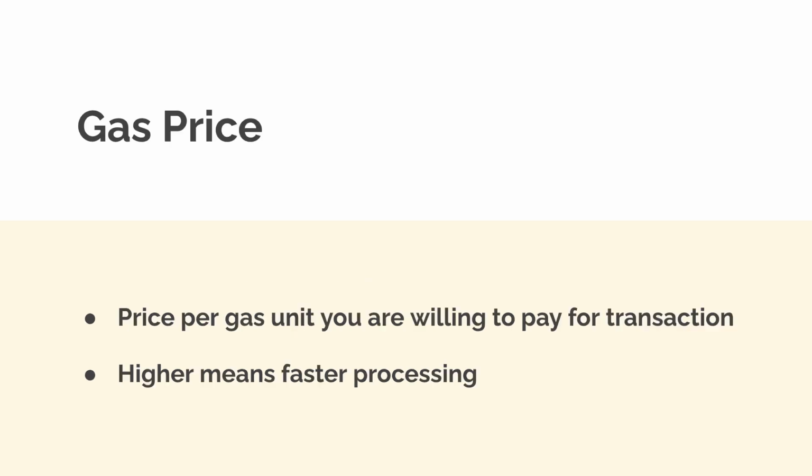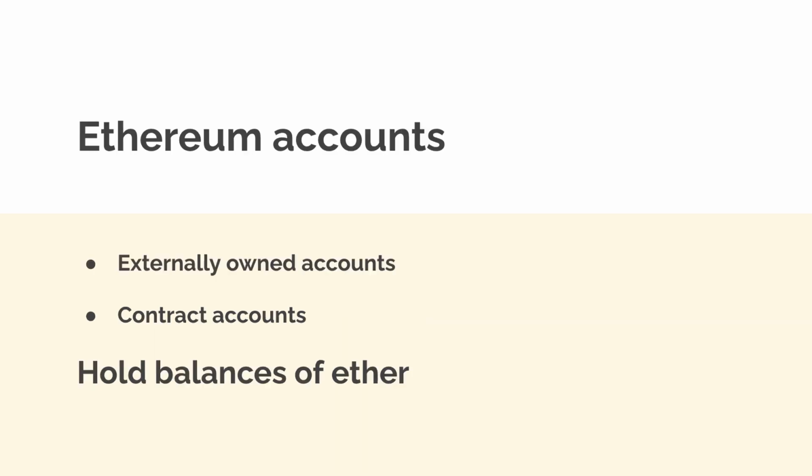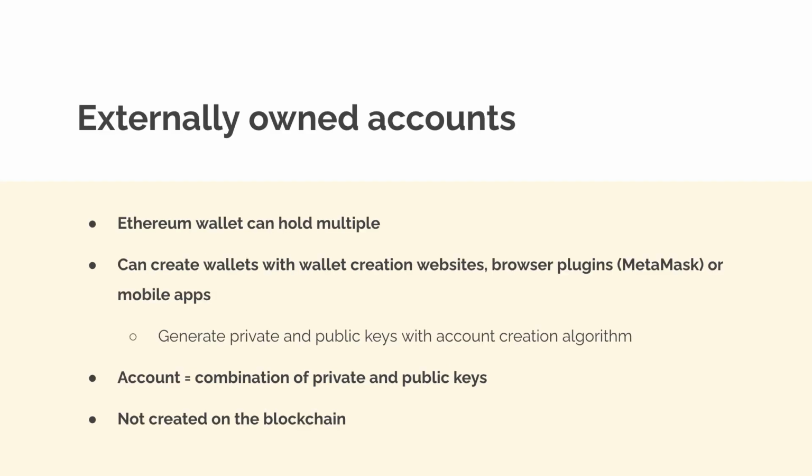As well, when you're making a transaction, you will set the gas price. This is the price per gas unit that you're willing to pay for the transaction. So the more you're willing to pay, the faster your transaction will be processed. As well, Ethereum accounts can be externally owned or contract accounts. Both of these hold balances of Ether. And let's talk about these two types of Ethereum accounts.